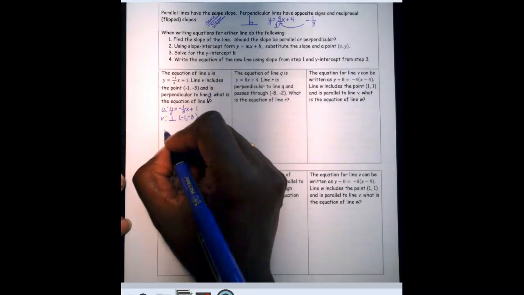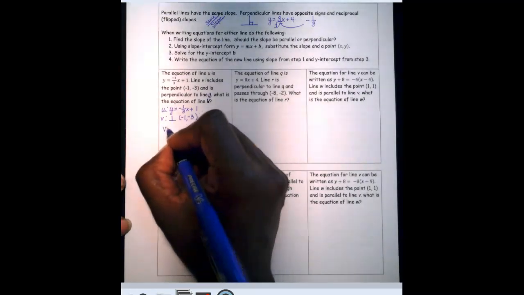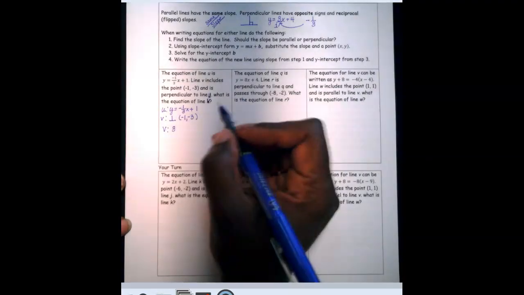We're going to use our slope-intercept form. So I've got line V, so I'm writing the new equation for line V. Well, if this is negative 1/3, that means the opposite sign would be positive. And if I flip this over, it would be 3. So for line V, this is the new slope.